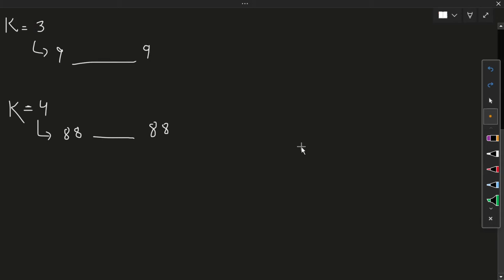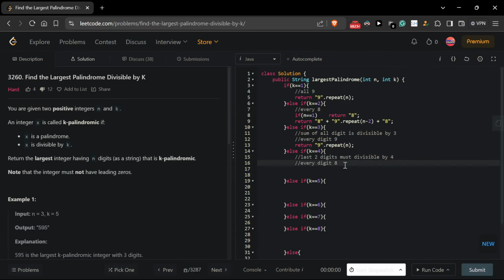If our k is 4, what is the divisibility rule for 4? The last two digits must be divisible by 4. We have to Google it for this. So the last two digits must be divisible by 4, and the middle values will be 9. If our last two values are 8, then our first two values will be 8 also. So we have filled 4 values.